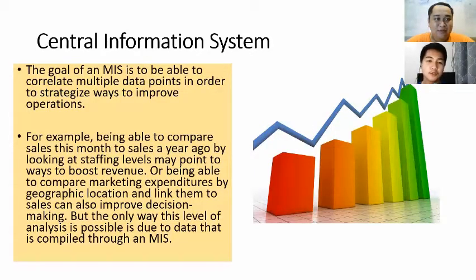The goal of an MIS is to be able to correlate multiple data points in order to strategize ways to improve operations. For example, being able to compare sales this month to sales a year ago by looking at staffing levels may point to ways to boost revenue, or being able to compare marketing expenditures by geographic location and link them to sales can also improve decision making. But the only way this level of analysis is possible is due to data that is compiled through an MIS.